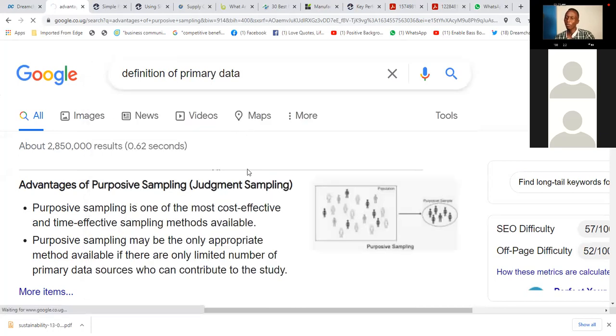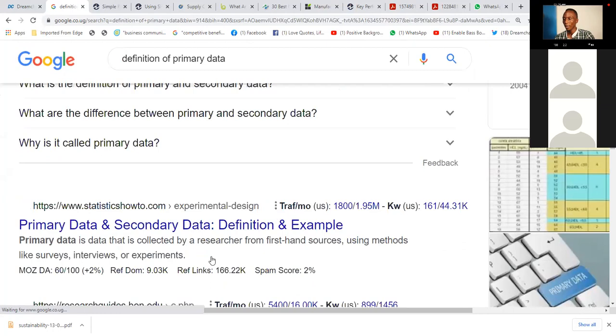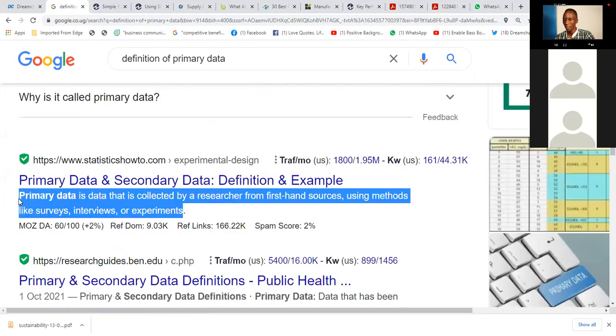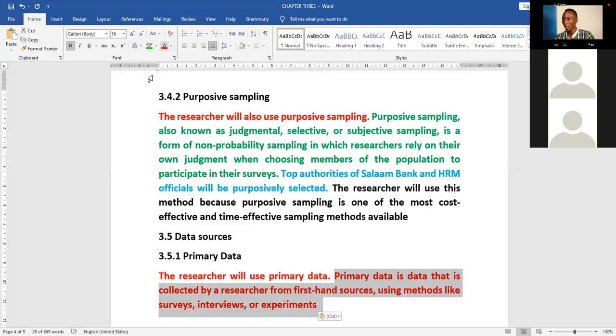Definition of primary data. Then we should be able to get the definition of primary data. If you want, you can as well take this. Let me take this, copy it, and then you come back here to our work and paste it there. So this is the definition, and it should be in color green.